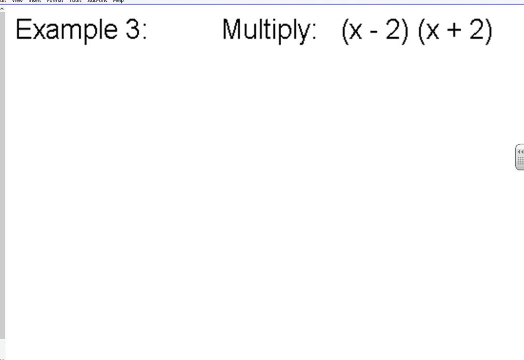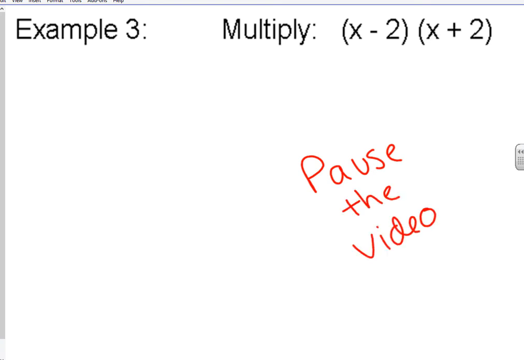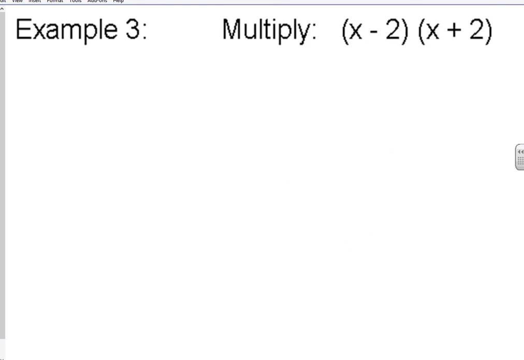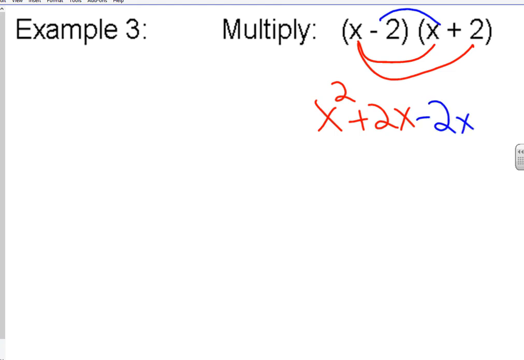We're going to take a look at number 3. What you notice here, go ahead, super distribute. Play the video when you're ready to go over it. All right, let's take a look. X times x is x squared. X times 2 is 2x. Next one, negative 2 times x is negative 2x. Negative 2 times 2 is negative 4.